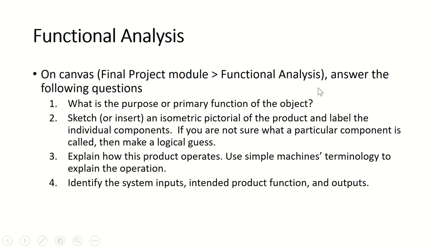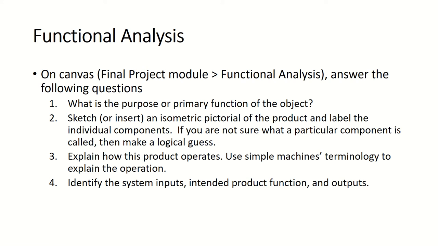And then on Thursday or Friday, you're going to have your functional analysis due. And for the functional analysis, you'll answer these 4 questions. So the first one is, what is the purpose or primary function of the object, which you can use from your project proposal. Then you'll sketch or insert an isometric pictorial, so a picture of the product, and label the individual components. If you're not sure what a particular component is called, then make a logical guess.